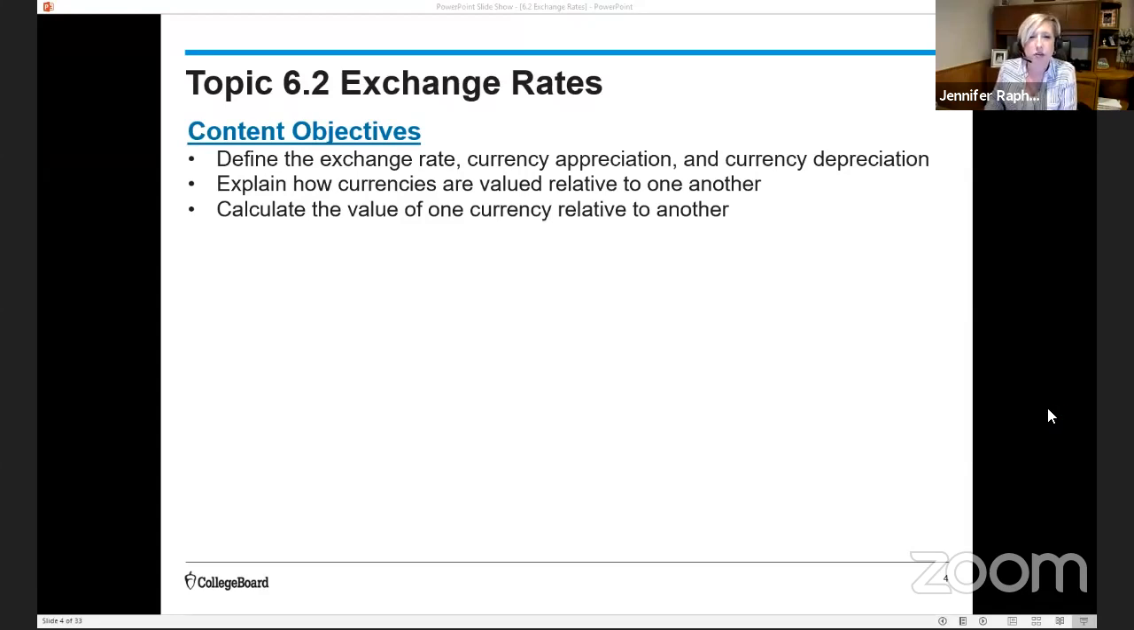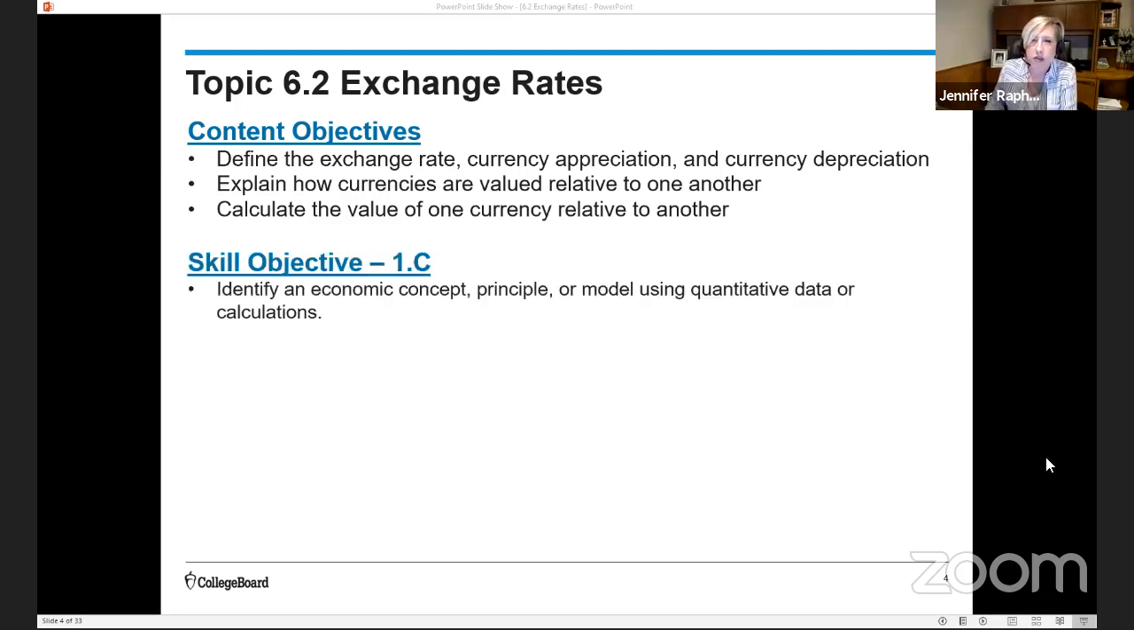There's a couple of new terms we really want to make sure we can define, including exchange rate and what it means for currencies to appreciate and to depreciate. We also want to understand and explain how currencies are valued relative to one another, and we want to be able to calculate the value of one currency in terms of another. So those are the content objectives.